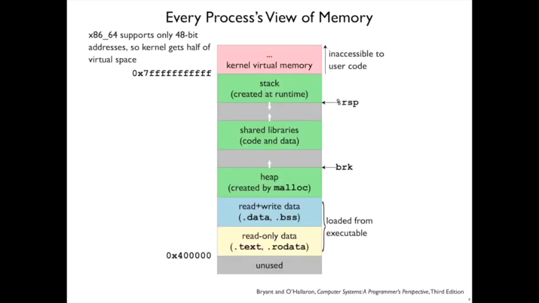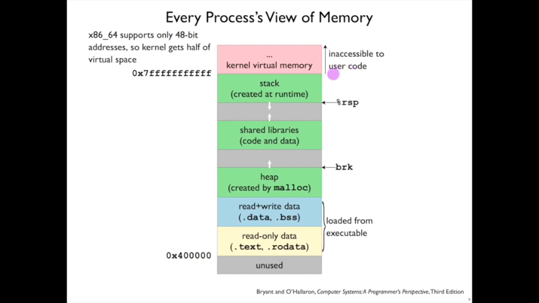Here's what the process's view of memory looks like for all Linux processes on x86-64. The code is always going to be loaded somewhere relatively close to memory address 0, usually 4 with 5 zeros after it in hexadecimal or so. And then when you allocate memory with malloc, it can be written right after that.